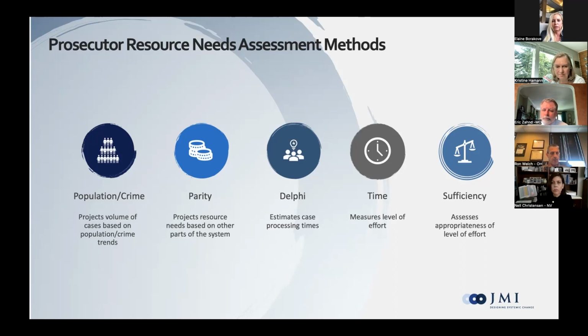The second method is what I call the parity method. And that's really where counties in particular try to create parity between prosecutors' offices and public defenders' offices, or sometimes between judges, prosecutors, and public defenders. In fact, the very first study that I did in the state of Tennessee was designed to create that kind of parity. The next study is a Delphi study.